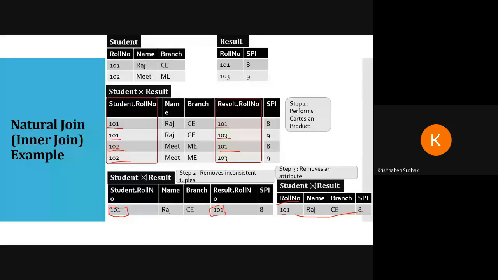Tomorrow this would be my question. What are the steps to perform natural join, or what are the steps to perform inner join? Give an example. So at that time you have to explain this to me.